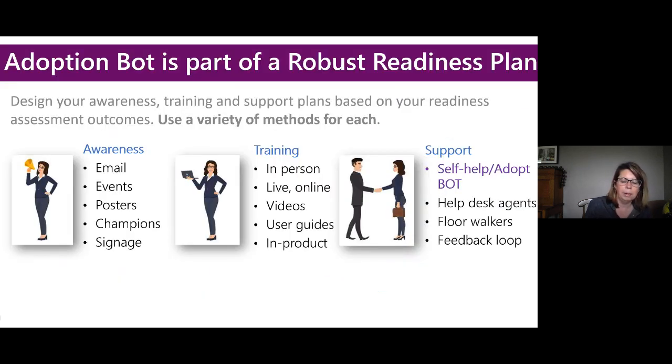It's really part of a robust readiness plan, right? You've got your change management and adoption that you need to consider. You have to consider all of the awareness and training, so the communications that go around it, the trainings that go around it, but also the support. A lot of what I've heard from my customers is that their help desk can get overrun if they don't plan properly. And they can get overrun if the help desk agents aren't fully trained as well. So this complements your champion program, your training programs that you have in place.